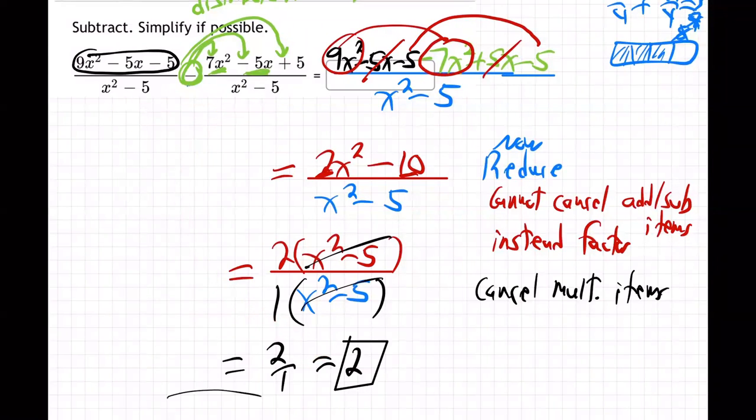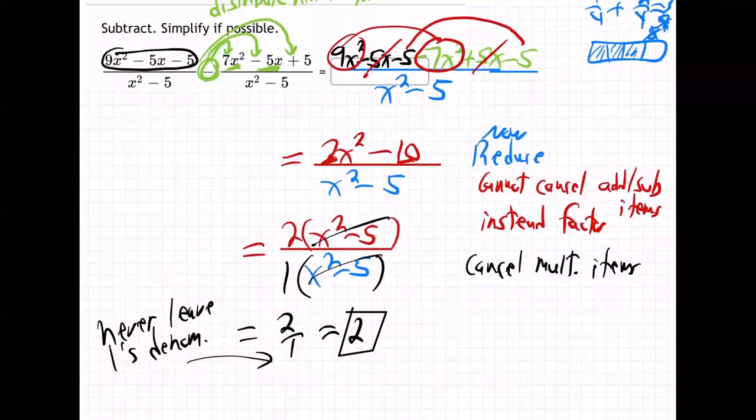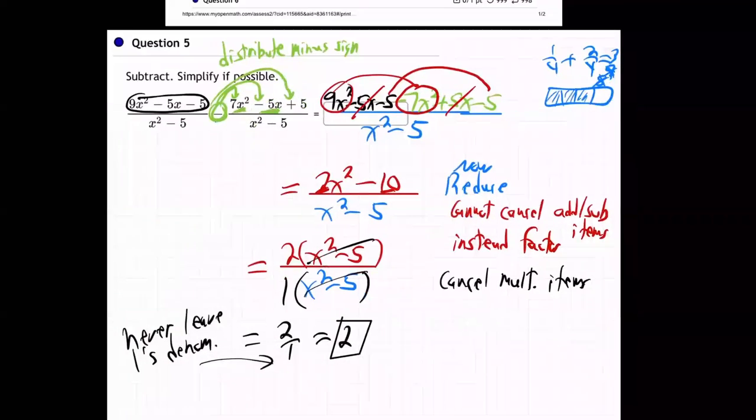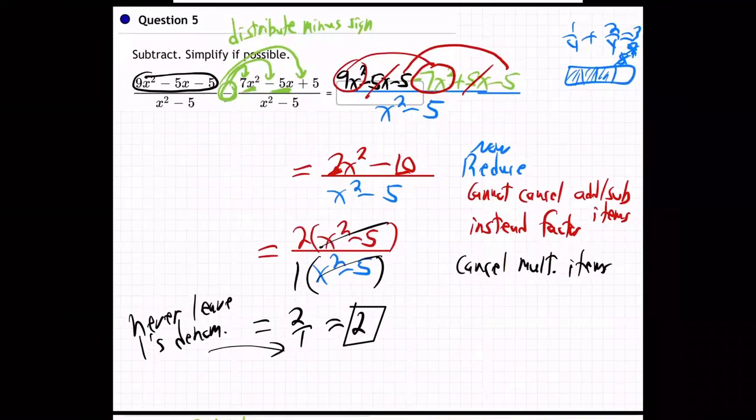And you know about that, right? We never leave ones in the bottom. We leave ones in the top. If you have a 1 on the top, you leave it, but you never leave ones in the bottom. But why? Because 2 divided by 1 is just 2, right? 1 goes into 2 two times, so it's just 2. So there we go. A lot of reduction on that one.